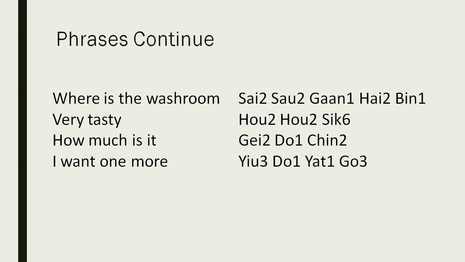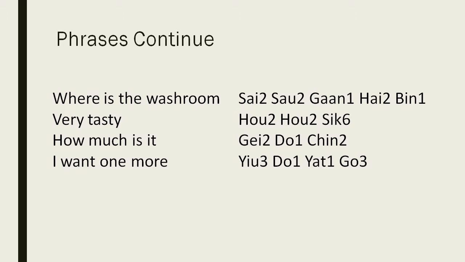Now if we want to say very tasty, we would say ho ho sik. Or sometimes you don't need the double ho, you could just say ho sik, and that's fine. Both is fine, but with the added word ho, it just adds the emotions to it. Now if we want to say how much is it, then you would say gei duo qin. And lastly, if I want to say I want one more, I would say yiu duo yi ge.